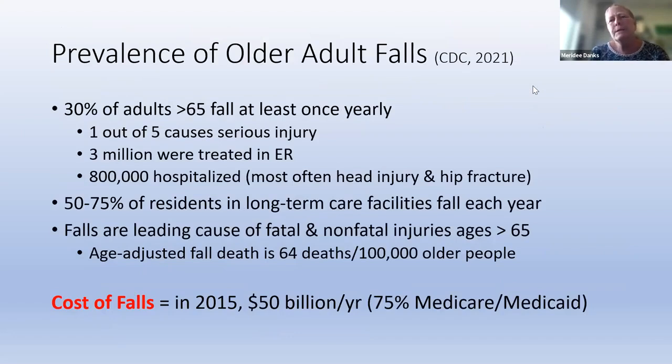So CDC just put out some new fall information on their website. They have a very thorough website of facts about falls and fall prevention. They indicated in 2021 that 30% of adults greater than 65 will fall at least one time a year. Out of those, 1 out of 5 will have a serious injury. That means about 3 million people were treated in the emergency room in 1 year.